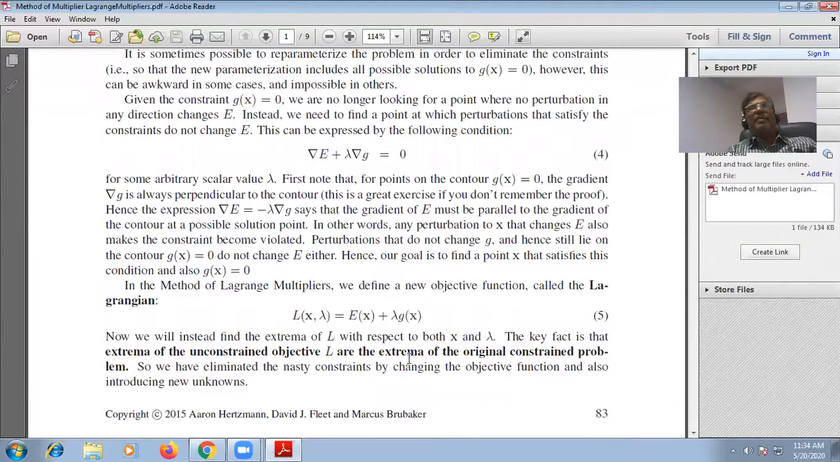Students, I hope that you understand what is the meaning of the multiplier in optimization and what is Lagrange's multiplier.